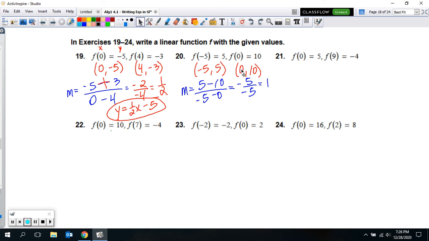Our y-intercept is right here from 0, 10, 10 is the y-intercept. So we're just going to put x plus a 10. So y is equal to x plus 10. There's our answer.